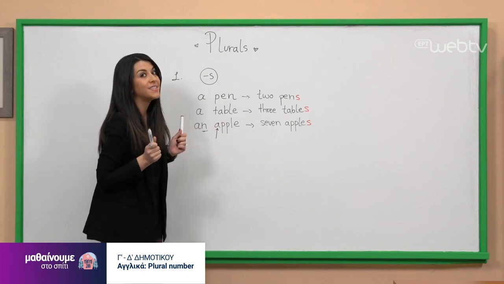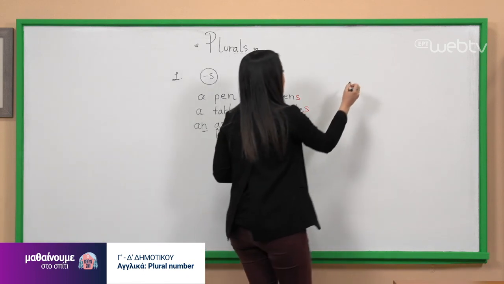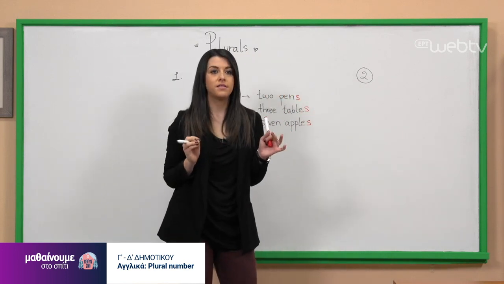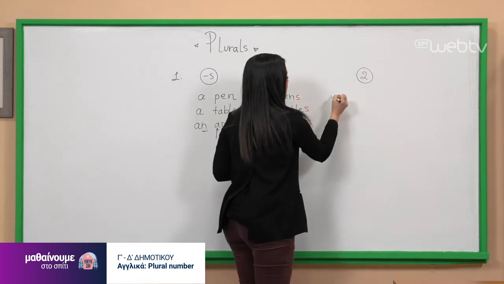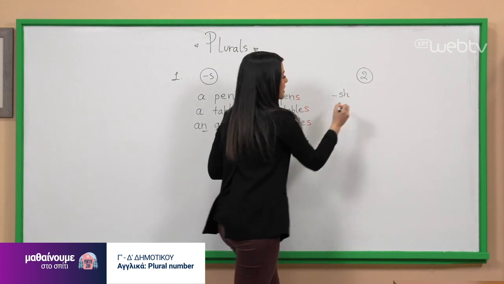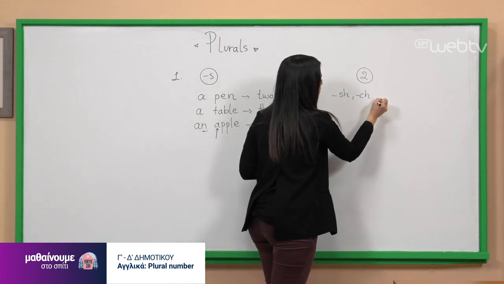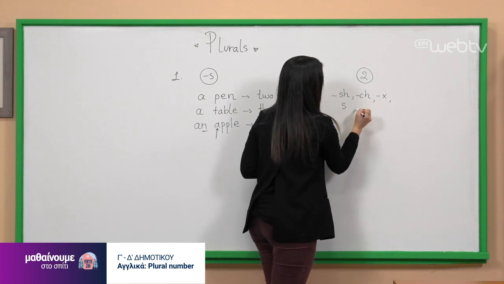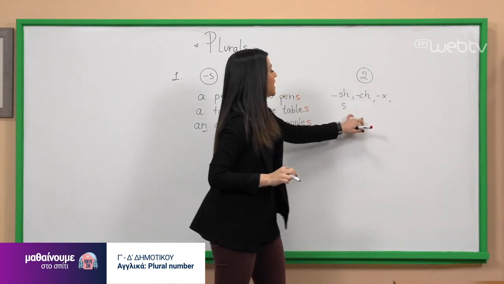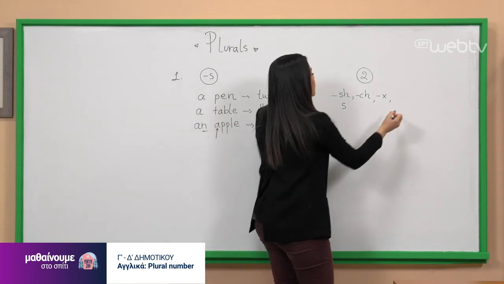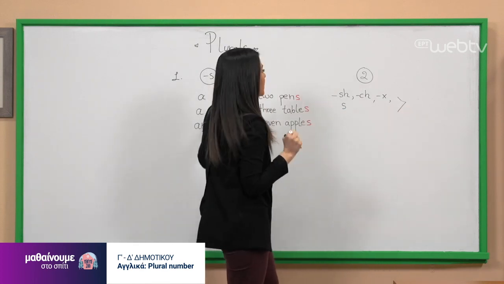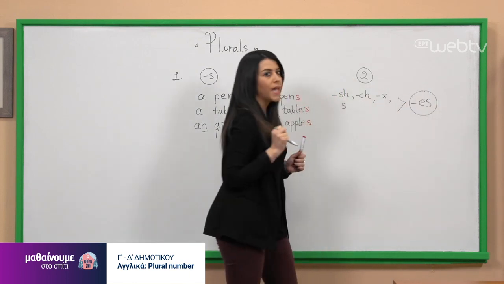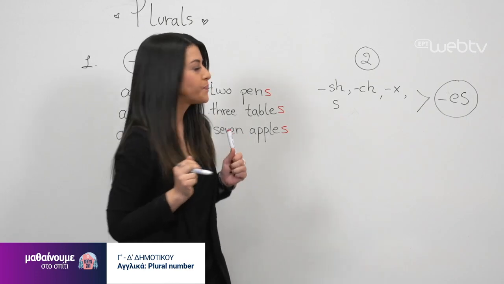Now, let's go to the second one, okay? The second rule. When the noun ends in SH, CH, X, and S, okay, I will add the other one later. What do we do? We put in the end not only S, but ES. Okay? Let's see some examples.